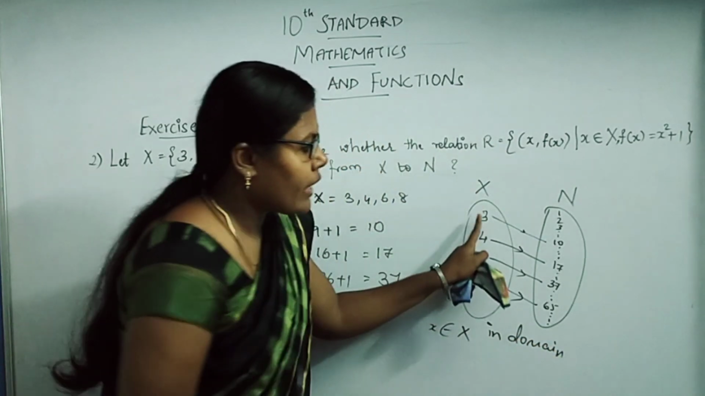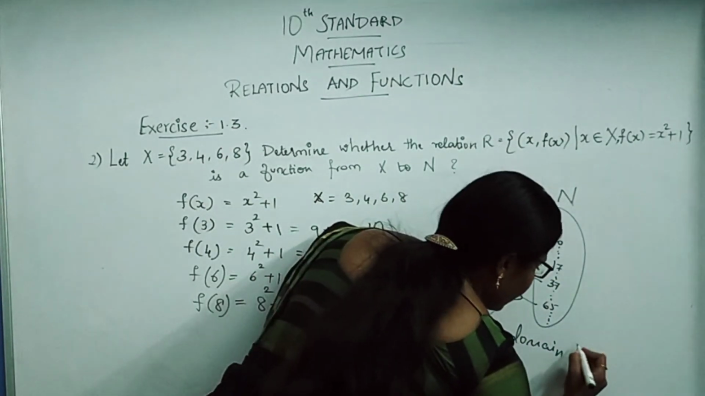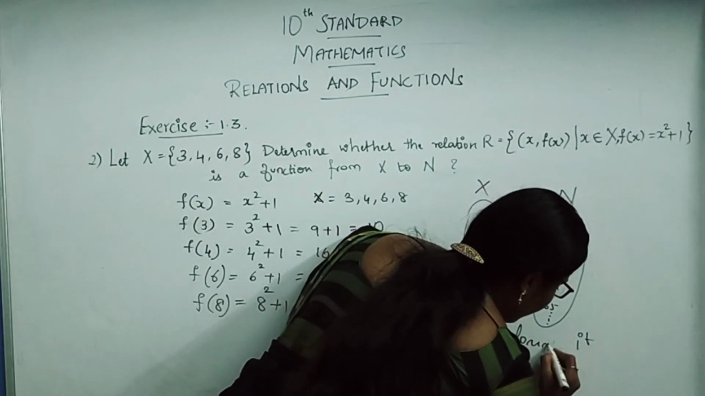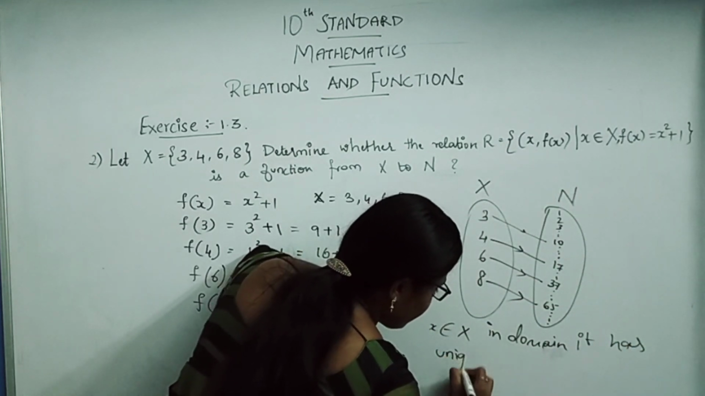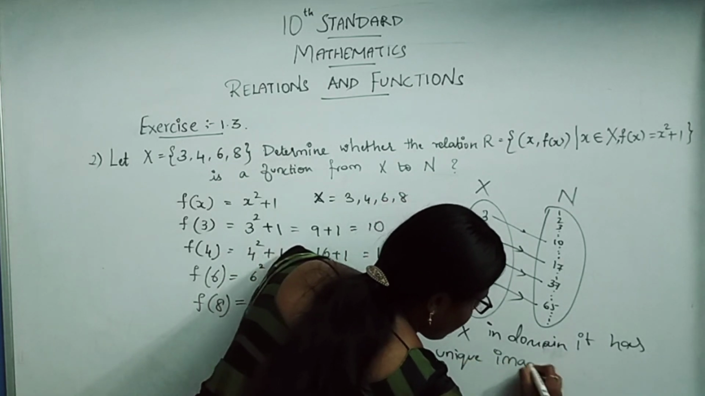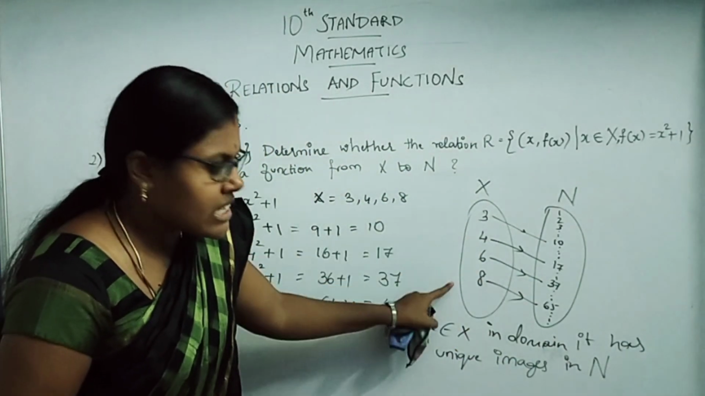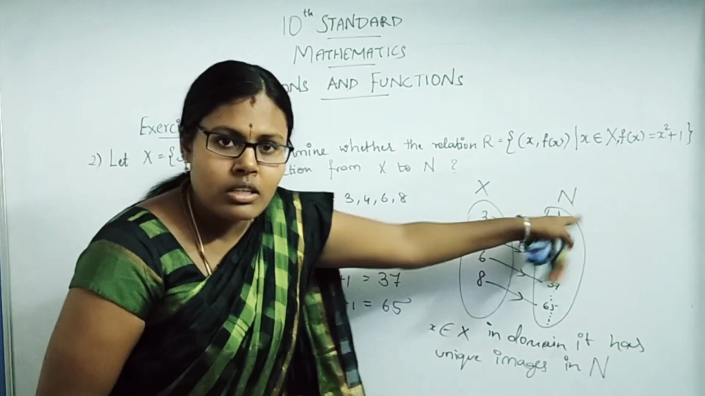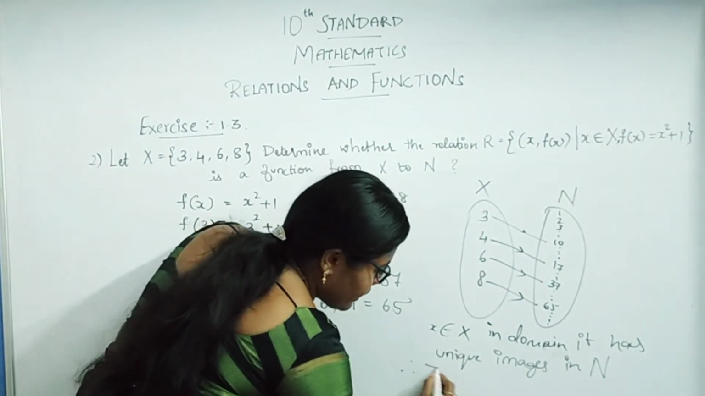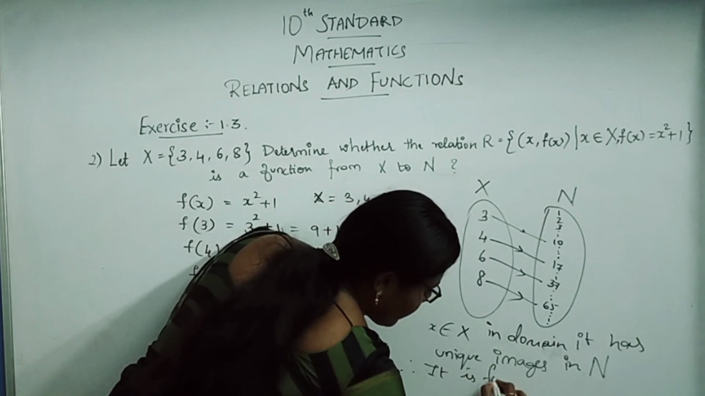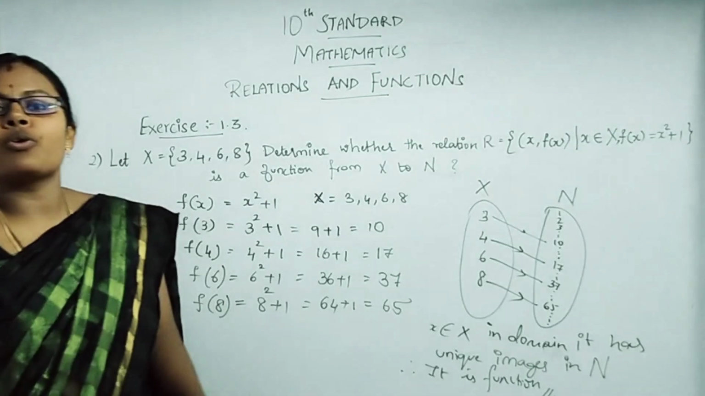So it has its unique image in N. Whatever the elements here, each has its unique image in N. So what happens? This too is a function. Therefore, it is a function. Got it? Hope you don't have any doubt.